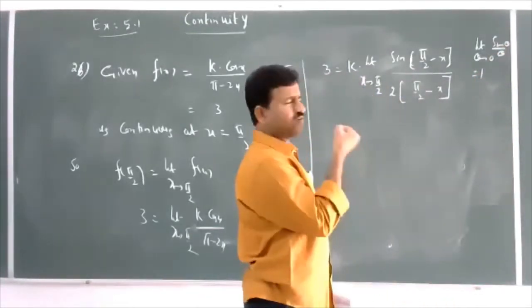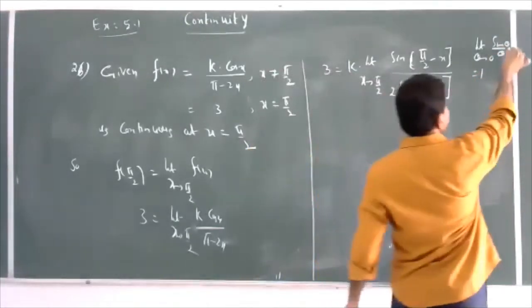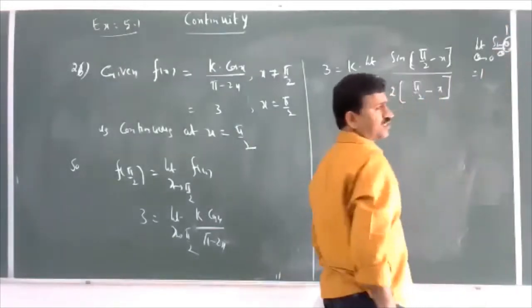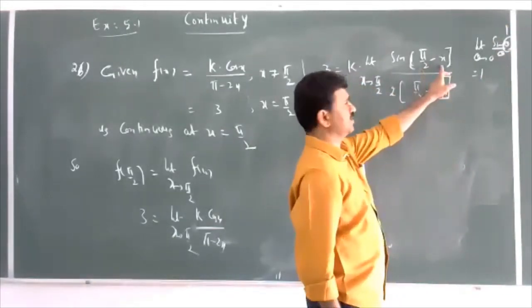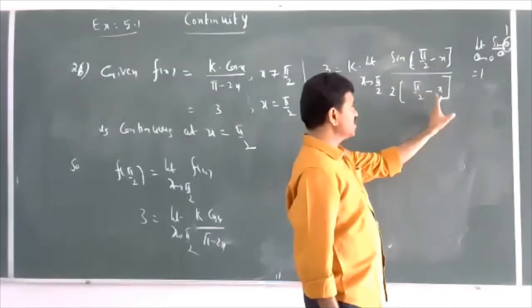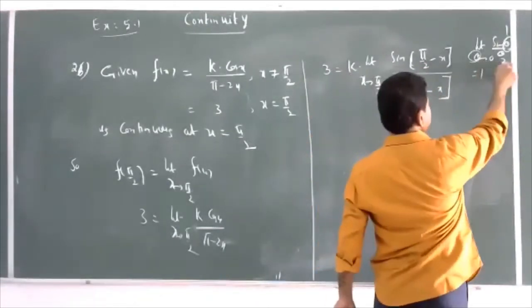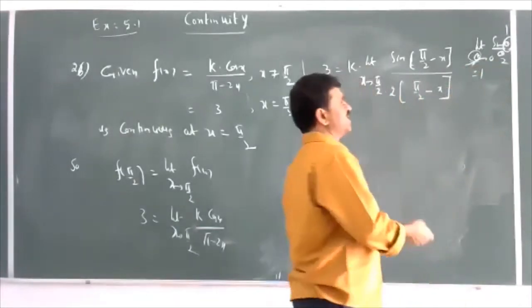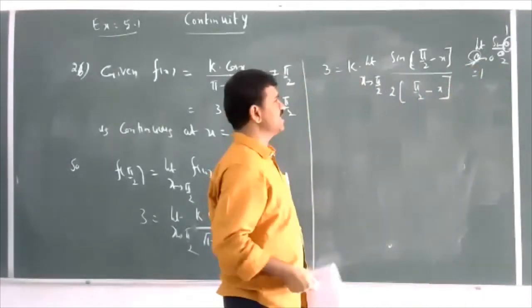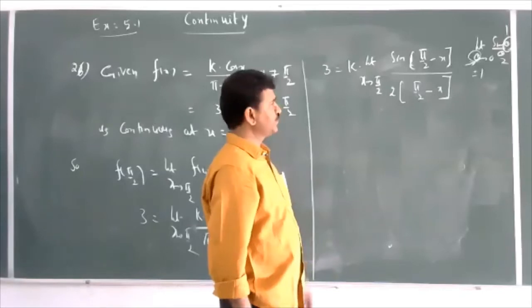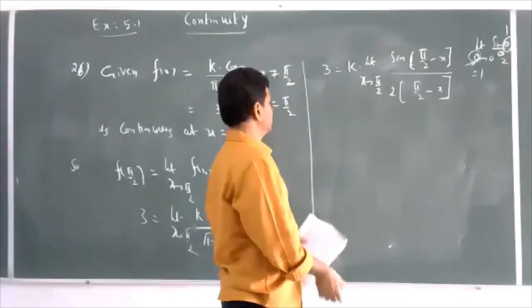How to use this formula? First, we have to check what is there inside: pi by 2 minus x. In the denominator also, pi by 2 minus x is required. It is there. Next, the limit must be theta tends to 0. Don't be in a hurry. So write this k by 2.